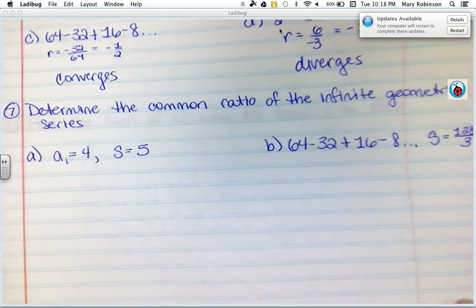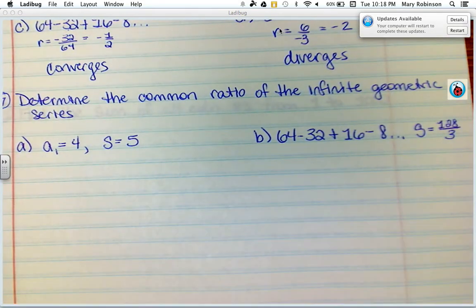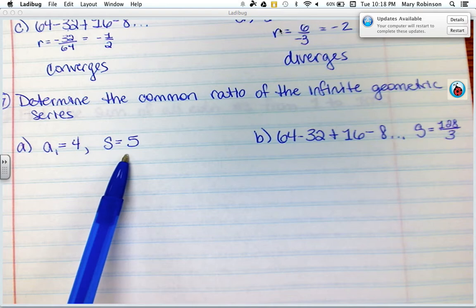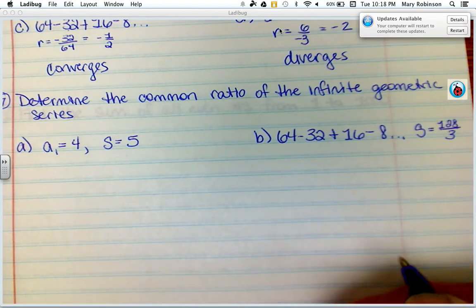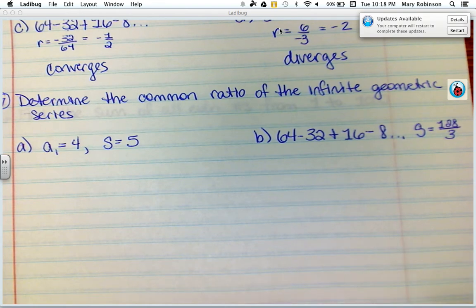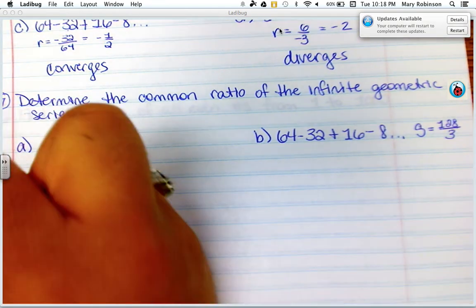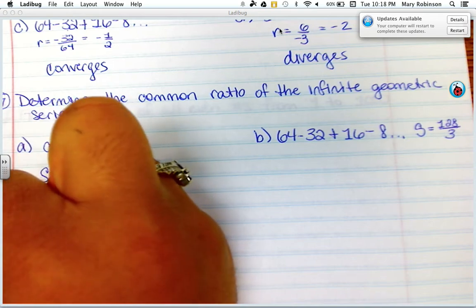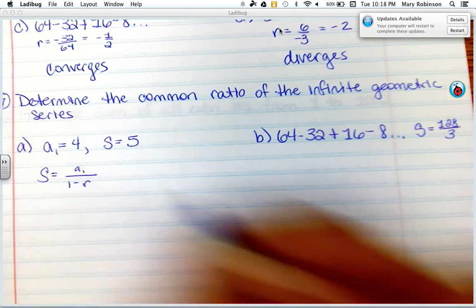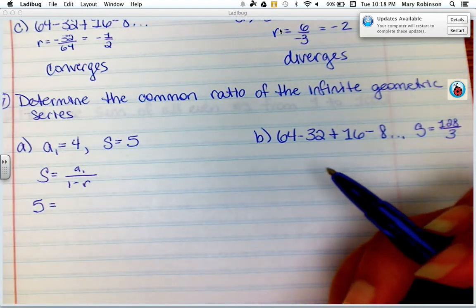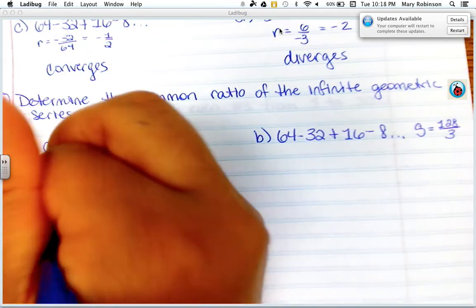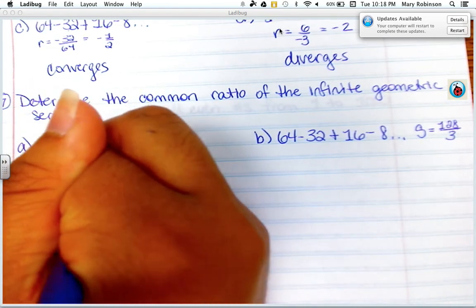Alright, so let's look at number 7. So in number 7, you have to determine the common ratio of the infinite geometric series. So they give you the first term, and they also give you the sum of the series, and you have to find what R is. So in order to do this, we have to use the infinite geometric series formula, which is S equals A sub 1 over 1 minus R.